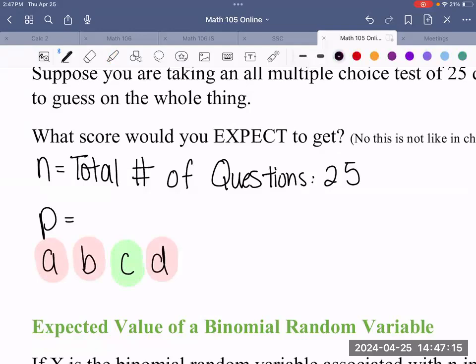So what is the probability of success? Well, it's 1 out of 4. C is 1 out of 4 possible choices. So this is for the correct response.